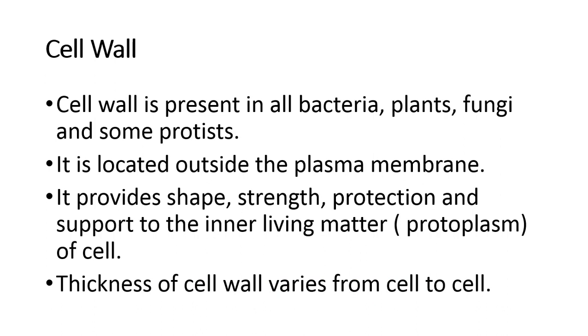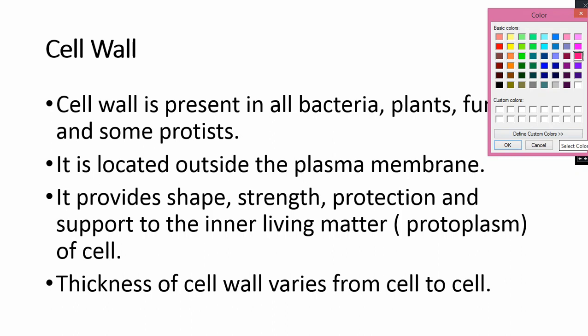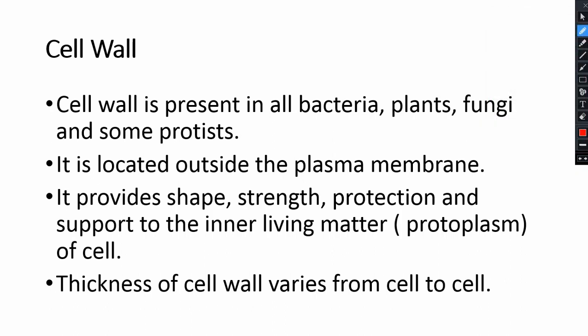So let's start. Cell wall is present in all bacteria, plants, fungi and some protists. It is located outside the plasma membrane. It provides shape, strength, protection and support to the inner living matter, which is the protoplasm of the cell. The thickness of the cell wall varies from cell to cell. We will also learn the cell wall with the help of a diagram, but first we have to know some information about the cell wall.